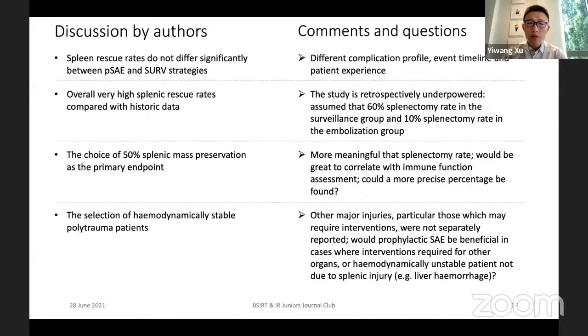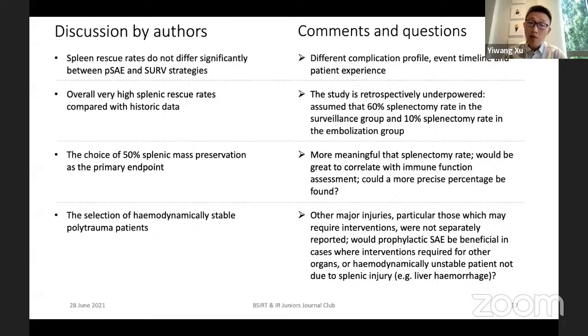The third point is the choice of 50% splenic mass preservation. What I think is perhaps more meaningful than the splenectomy rate, since splenectomy can happen as a result of over-embolization, I suppose, is this: the study actually did a lot of immune function studies, but they have not published them. It may help us find a more precise percentage at which a spleen can still remain functional. For example, if it's set at 20%, then the embolization may be more aggressive.